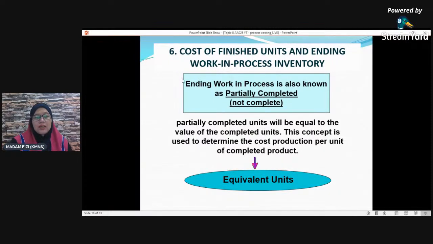Okay, this one saya repeat yang tadi. I hope that you understand the partially completed to equivalent unit. Sebab maksudnya kita nak combinekan yang partially completed tu jadi completed unit. So, dia kita namakan dia equivalent unit. Okay, that is the cost of finished unit and ending work in process. Ni pun saya dah ulang banyak kali. Masa dekat job order costing pun saya ada mention. So, I hope that you will remember.